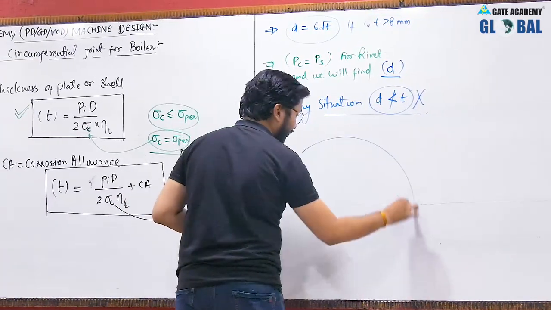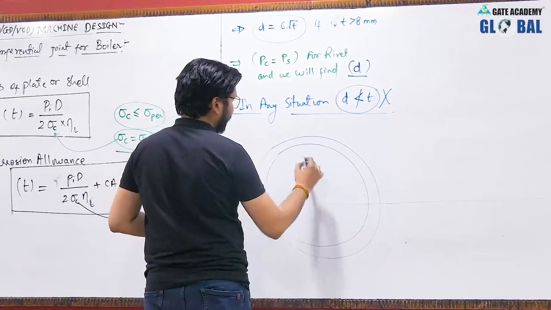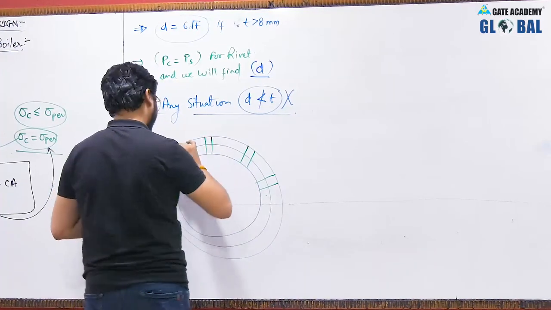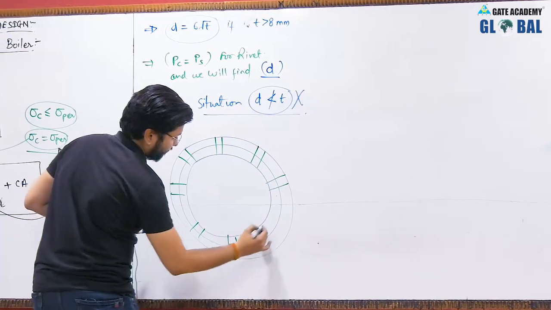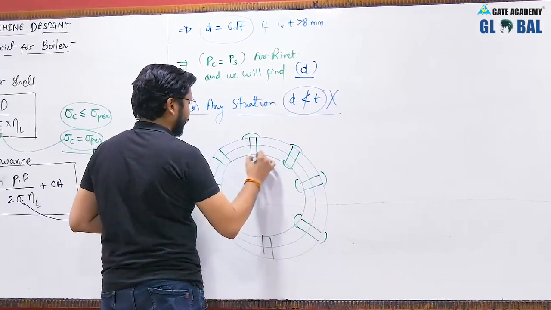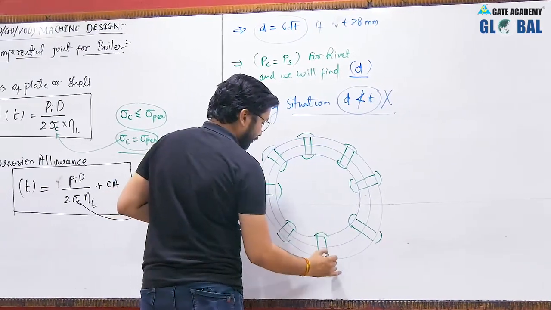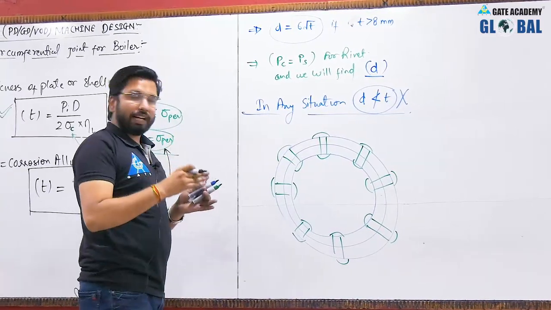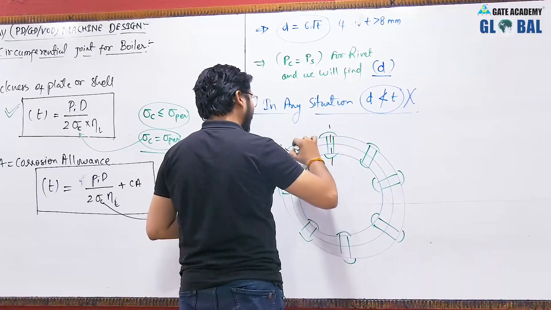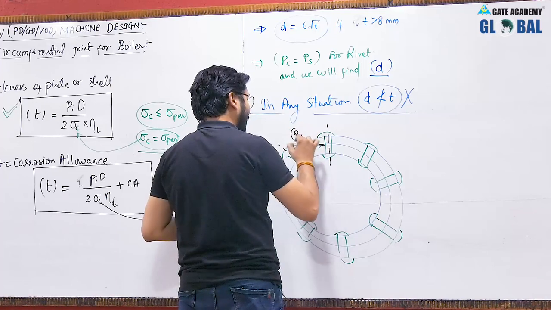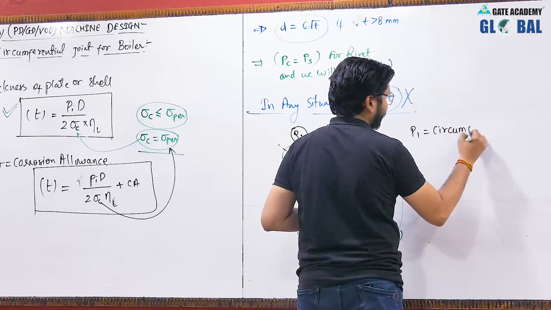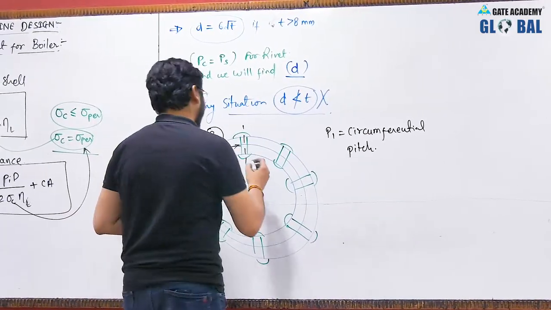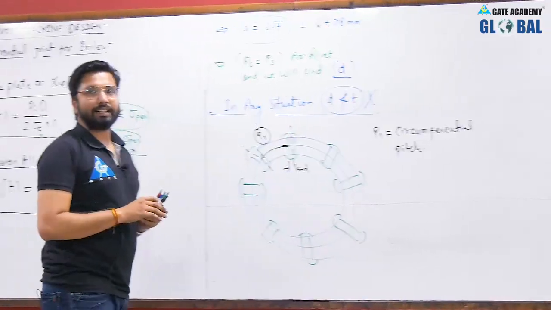Now here you can see this is the circumferential joint. So here we'll be having the condition like this. We will be having rivets arranged in the circumference like this. These are the rivets. As the rivets are arranged in the circumference of the shell, we will be measuring the pitch along the circumferential direction. So if this is the axis of the pitch, then this will be the value of the circumferential pitch. P1 is the circumferential pitch, and D is the diameter of the rivet.